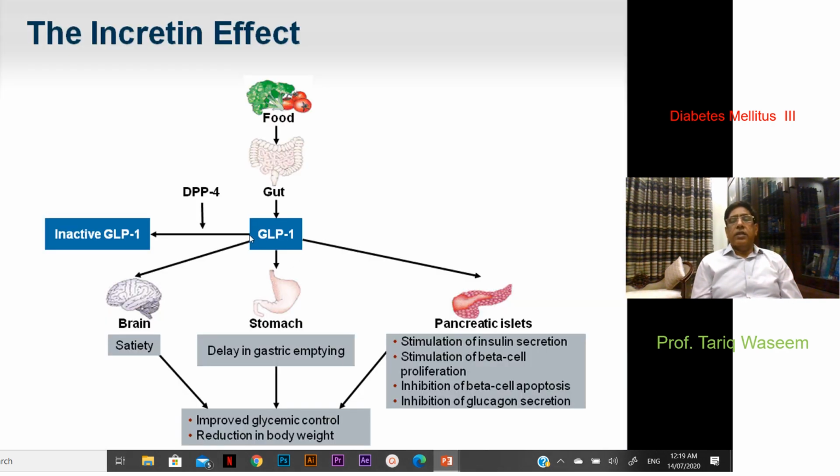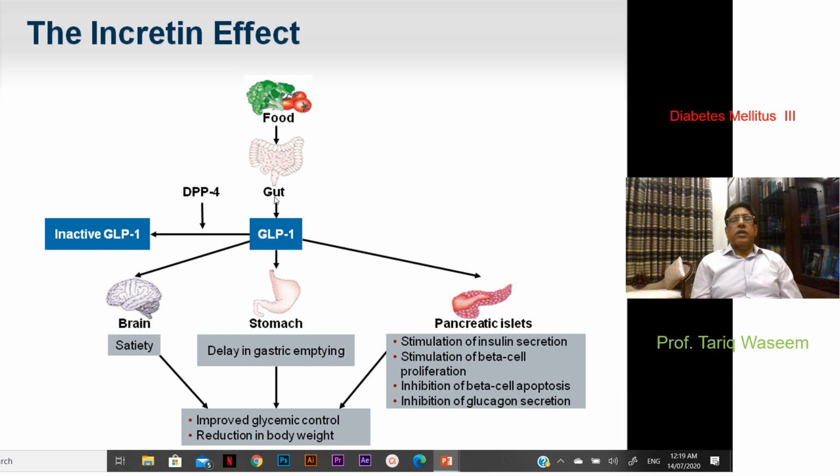Then this GLP-1 gives signals to the pancreas: it stimulates insulin secretion, it stimulates beta cell proliferation, it inhibits beta cell apoptosis, and it inhibits glucagon secretion. So decreased glucagon secretion and increased insulin secretion, of course, then aims at controlling the blood glucose level, or glycemic control.